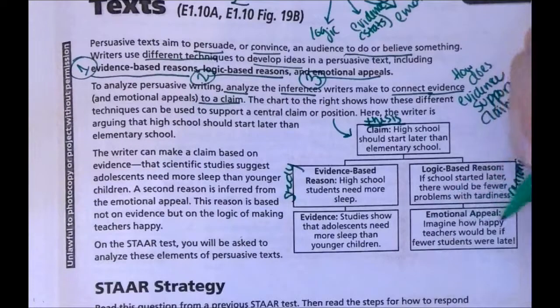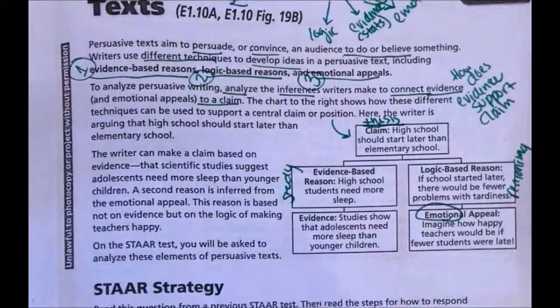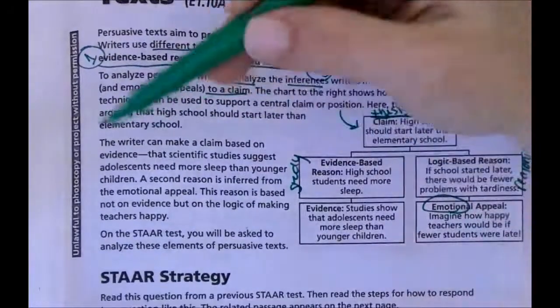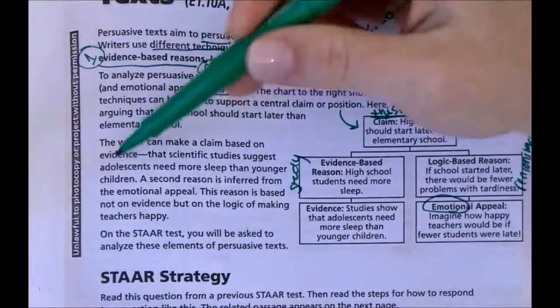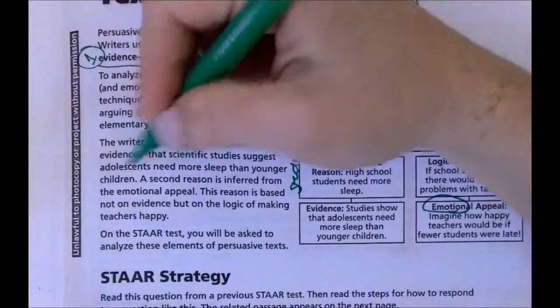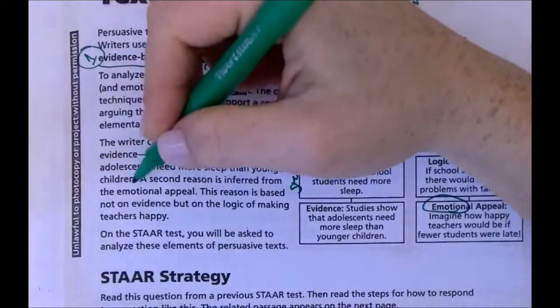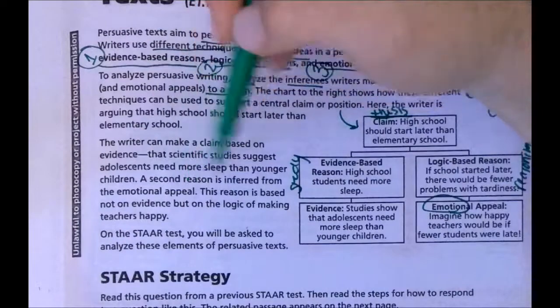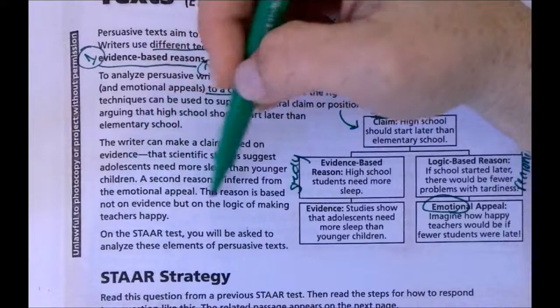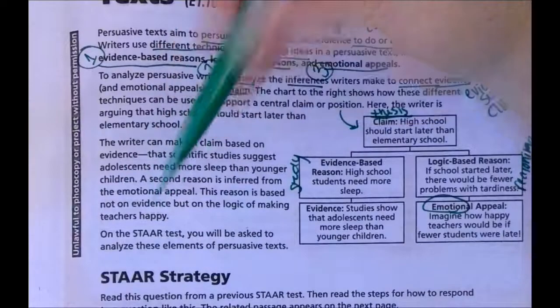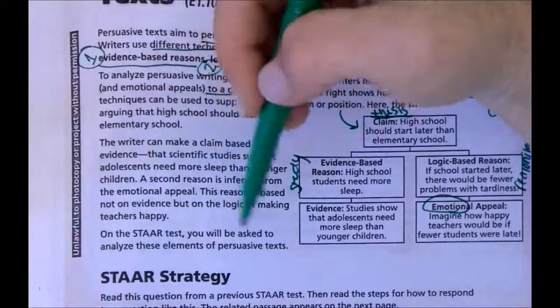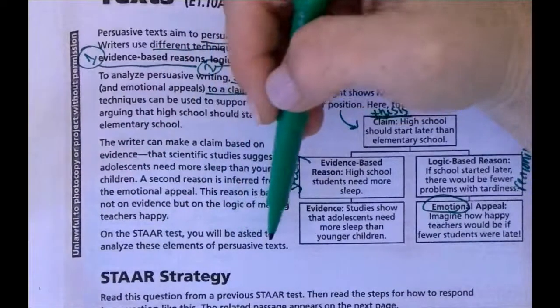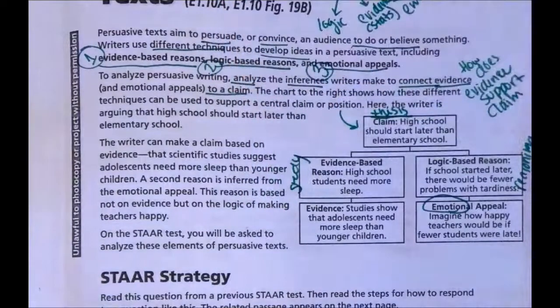Imagine how happy teachers would be if fewer students were late. Well, now we pull in the emotional appeal. A writer can make a claim based on evidence that scientific studies suggest that adolescents need more sleep than younger children. Then a second reason is inferred from the emotional appeal. This reason is based not on evidence, but on the logic of making teachers happy. On the STAR test, you will be asked to analyze these elements of persuasive texts.